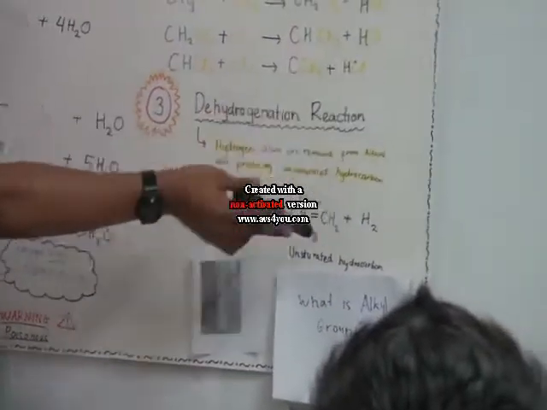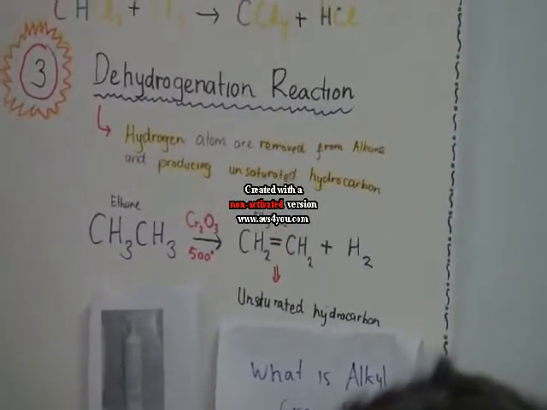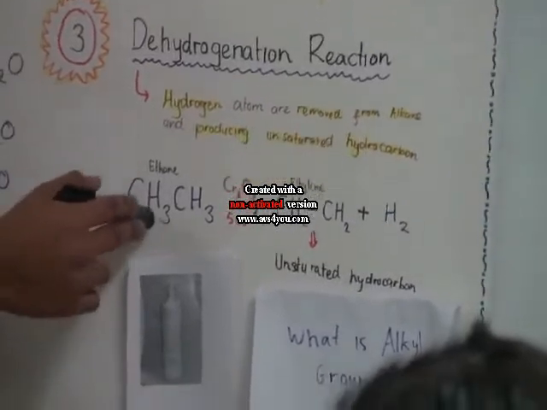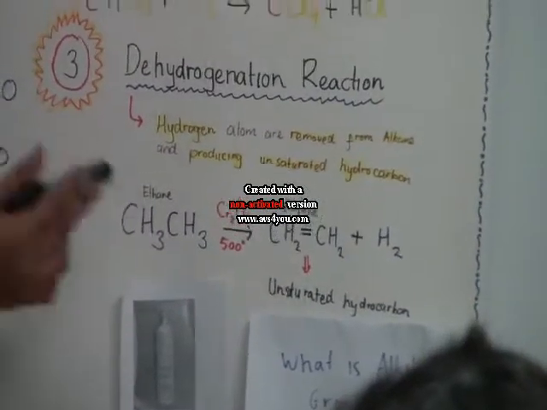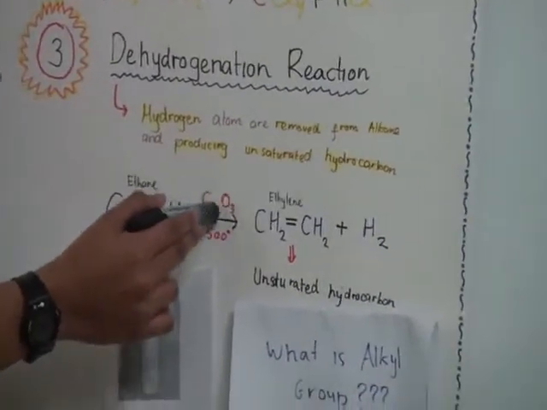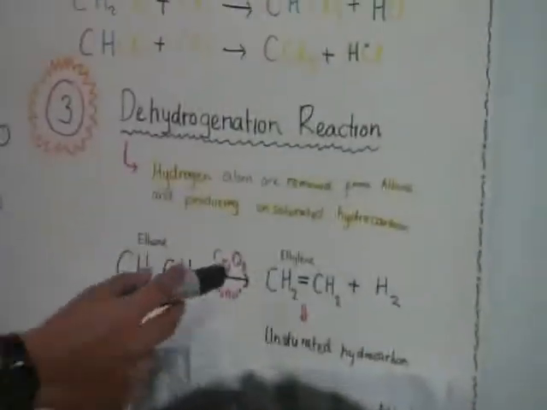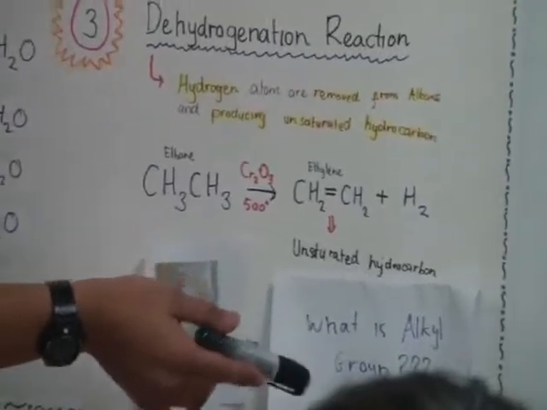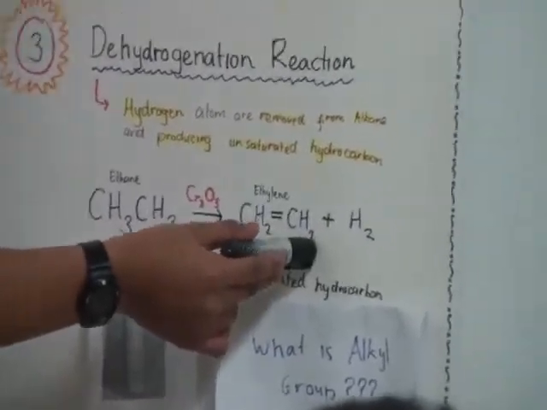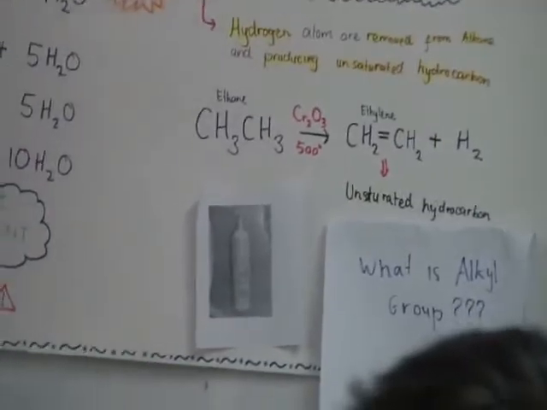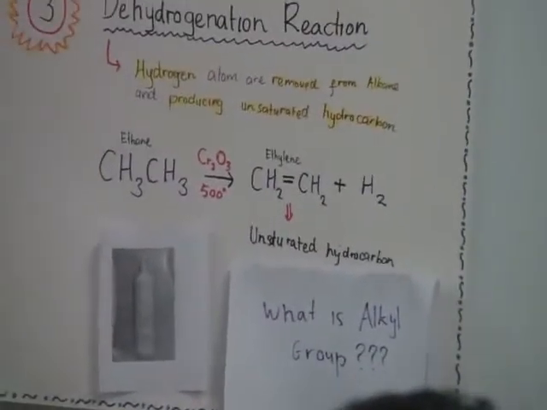And then the third reaction is the dehydrogenation reaction, in which hydrogen atoms are removed from the alkane, producing an unsaturated hydrocarbon. We'll use ethane, C2H6, like CH3 and CH3, and the catalyst is Cr2O3 at 500 degrees Celsius, and then the hydrocarbon becomes unsaturated, producing ethylene plus H2. So the hydrogen is removed from the ethane.